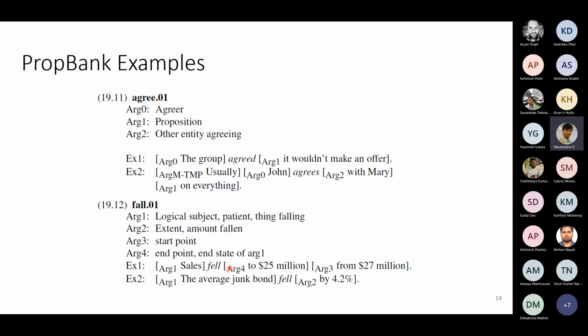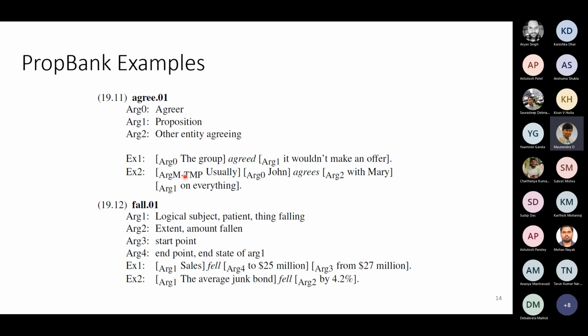Then sales fell to $25 million from $27 million. So again, the sense is of this sense of fall, and the thing that is falling is sales, which is argument 1. And this is the starting location or starting position or start point for the fall, 27 million. So this is arg3, and this one, the final position or the end position, end point, $25 million. So this is arg4.